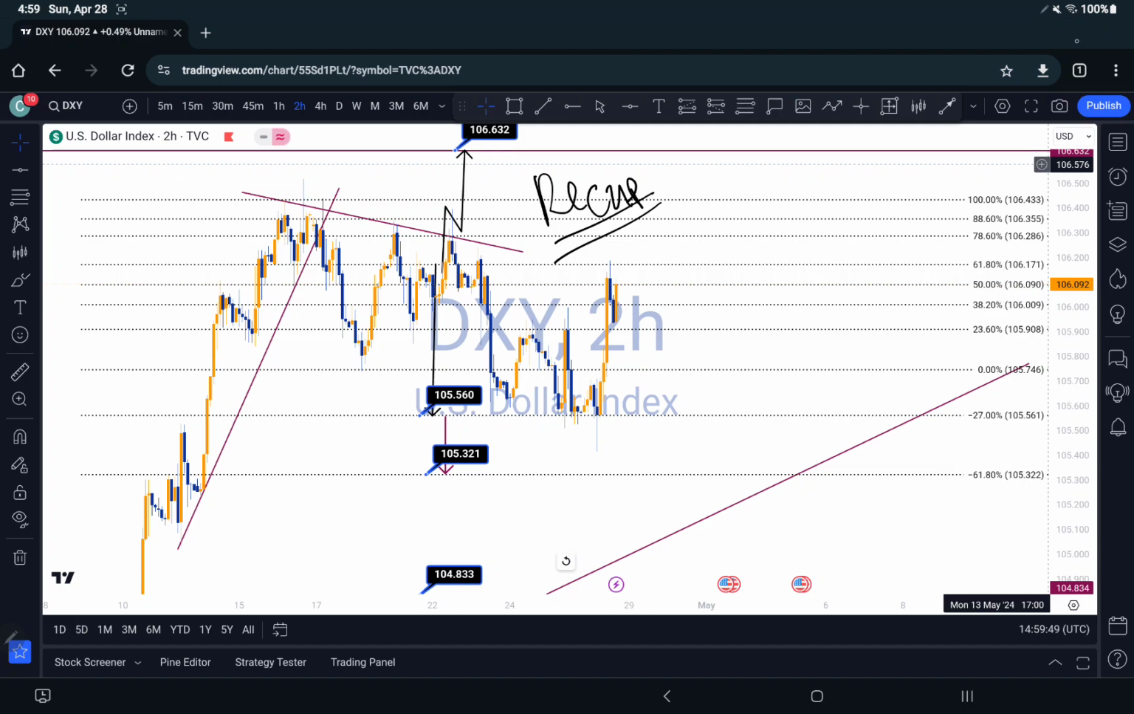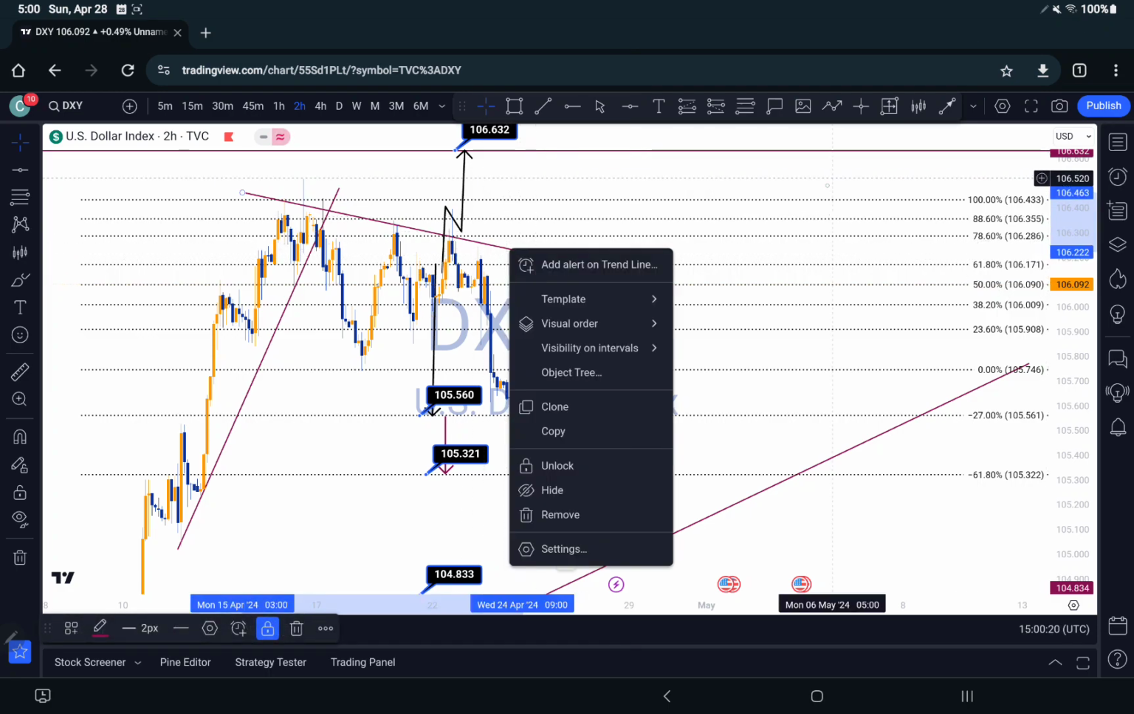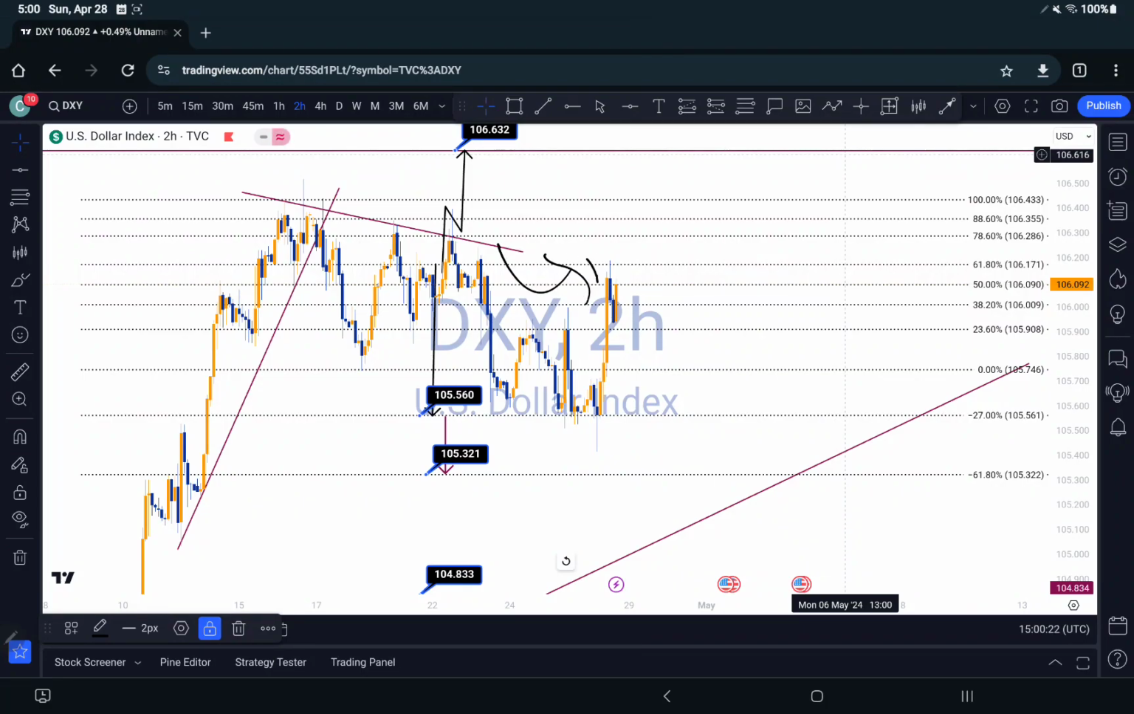As you can see, we were currently around this area right there. I think it was around my 61.8% fib level, and I said there is a possibility for us to drop to the downside, that as long as we are still below this trend line, we should be expecting some sort of a sell to the downside.